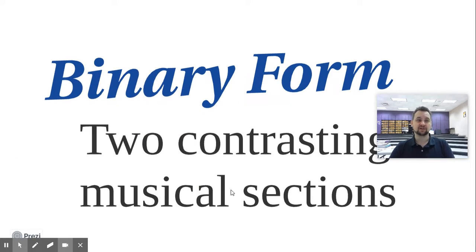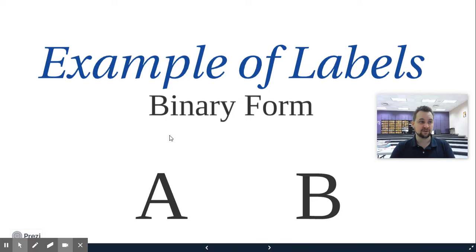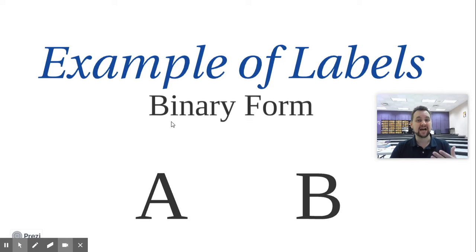So the next one we're looking at today is binary form, and this is 2 contrasting musical sections. So we have what we call an A section and a B section. The A and the B can be related, but they're not the same. And we'll look at an example of that in just a second. So here is an example of how we would label binary form. By the way, if you have not noticed, bi is a prefix that means two, like bilingual. If you're bilingual, it means you can speak two languages.